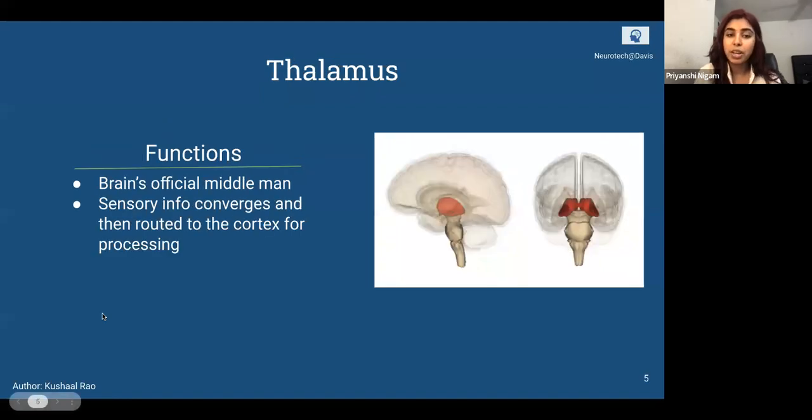The next part of the brain we'll talk about is the thalamus. So this is the brain's official middleman. And it's for sensory information to be converged and then routed to the cortex for processing. So like I said, it relays information between different sensory areas to the relevant cortices for processing. So for example, for visual input, you would get it from your retina, from your eyes, move it to the LGN or the lateral geniculate nucleus, and then to the visual cortex. That's what the thalamus is responsible for.